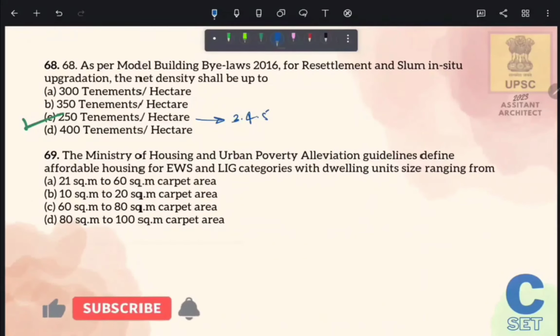Next is the Ministry of Housing and Urban Poverty Alleviation Guidelines define affordable housing for EWS and LIG categories with dwelling unit size ranging from. As per this, the range of carpet area of dwelling unit should be between 21 square meter to 60 square meter. Therefore, the correct answer is option number A.